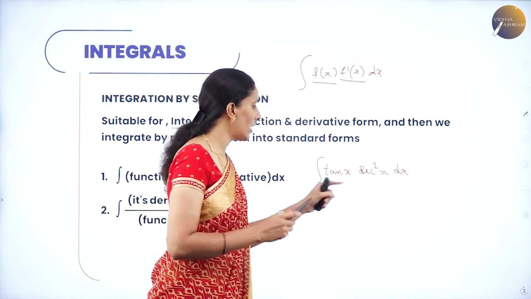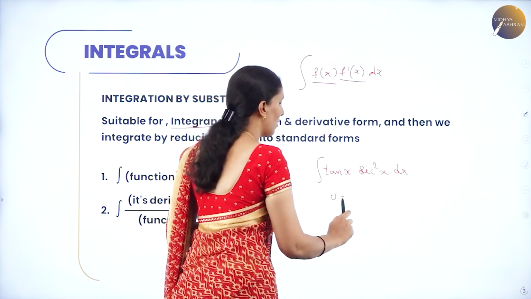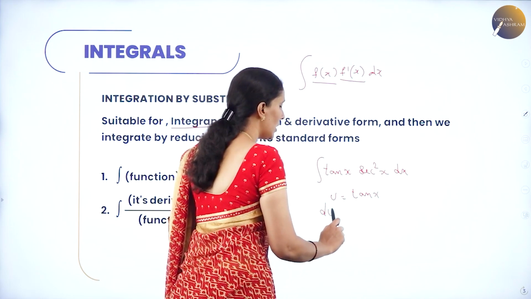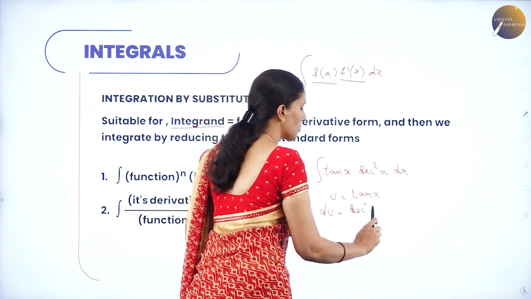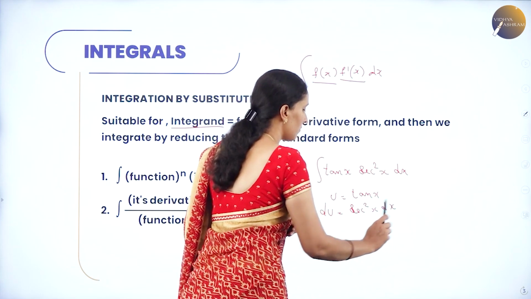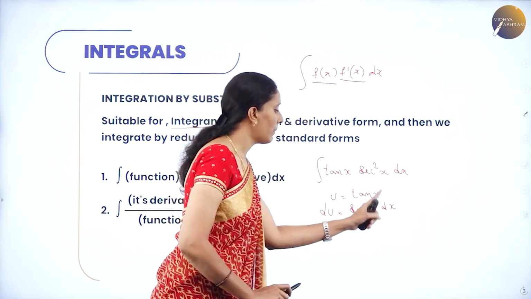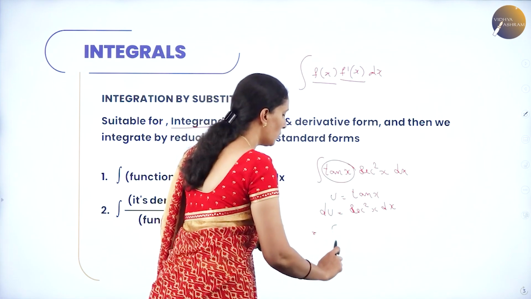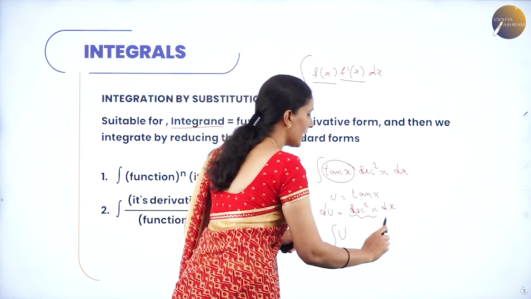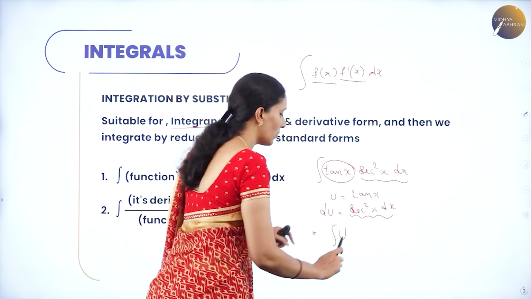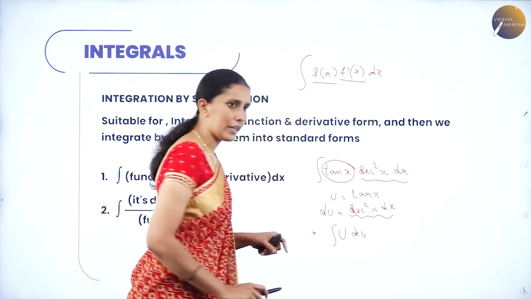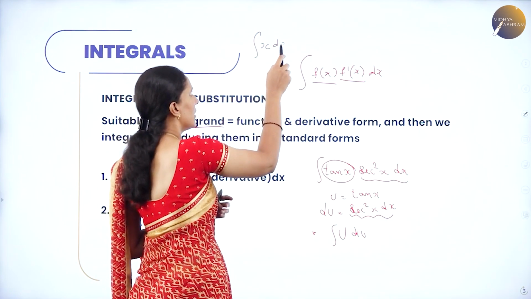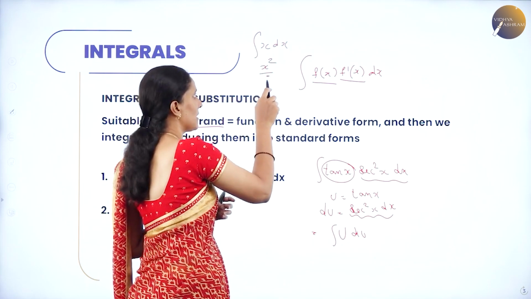Again we take u is equal to tan x. Then when you differentiate it, du is equal to secant square x dx. So now just replace this with respect to u. We have taken tan x as u, and here we got secant square x dx as du. So replace it. Now integrate it. What is integral of x into dx? It is x square by 2 plus c.